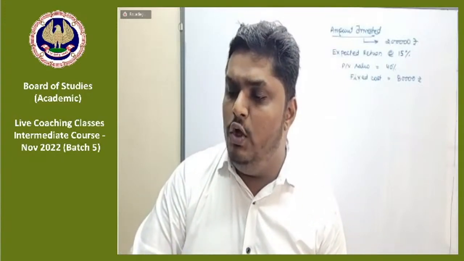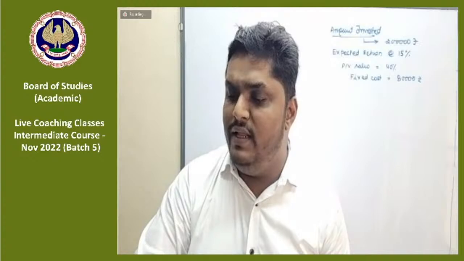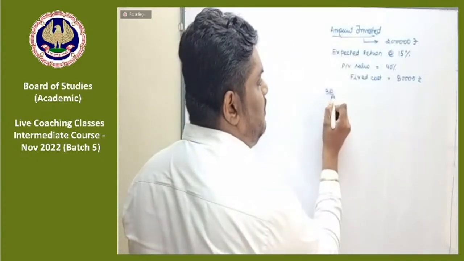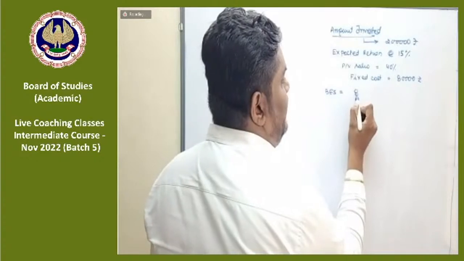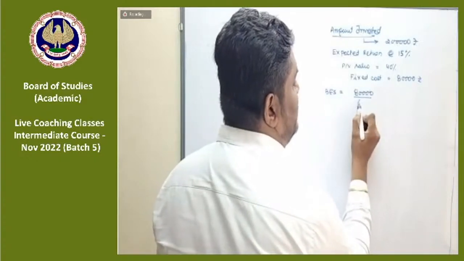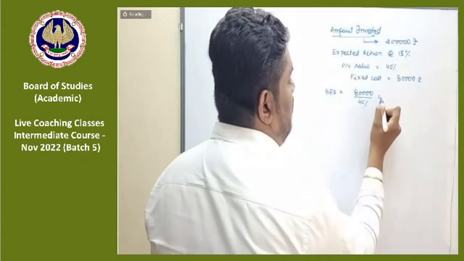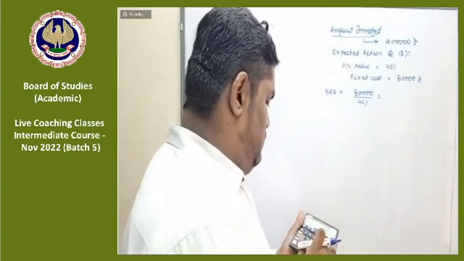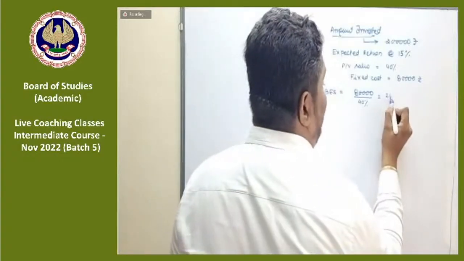What sales volume must be obtained for break even? Very simple, guys. When talking about break even sales, 80,000 divided by 40%. This will be 2 lakh rupees.